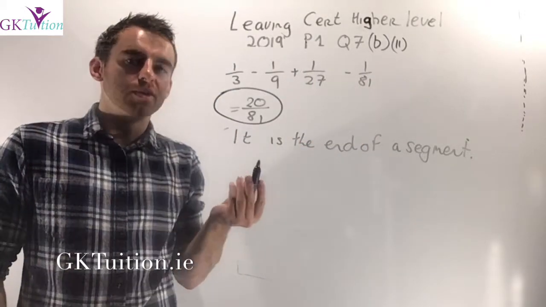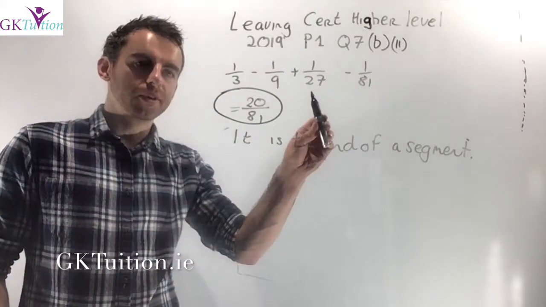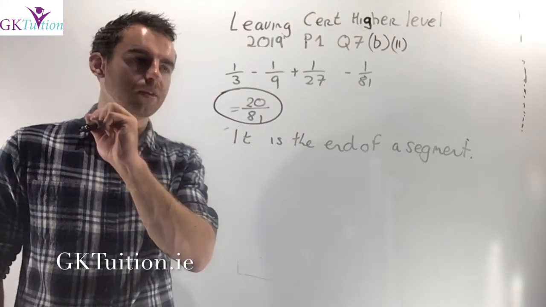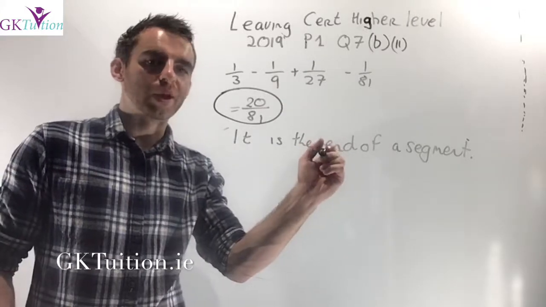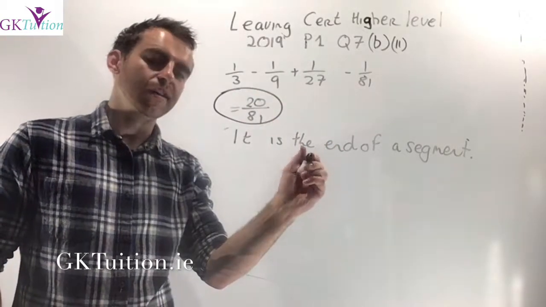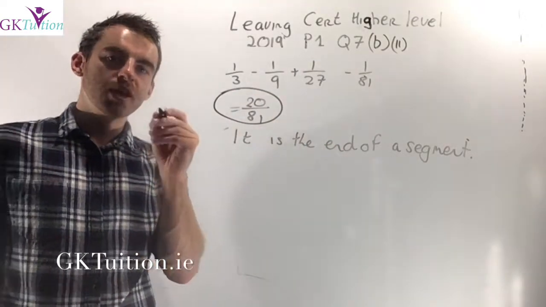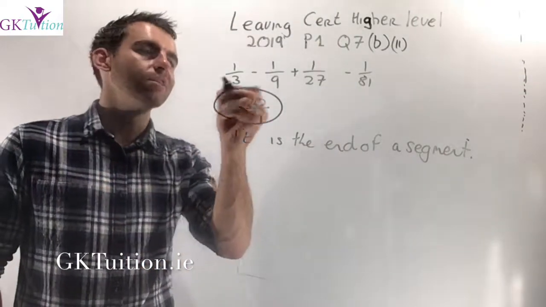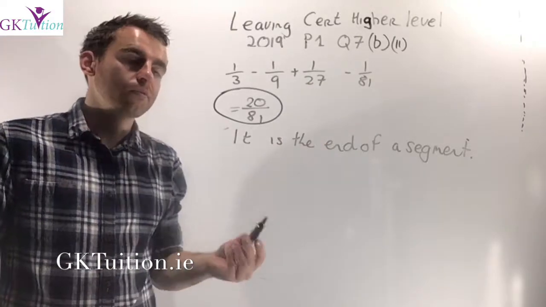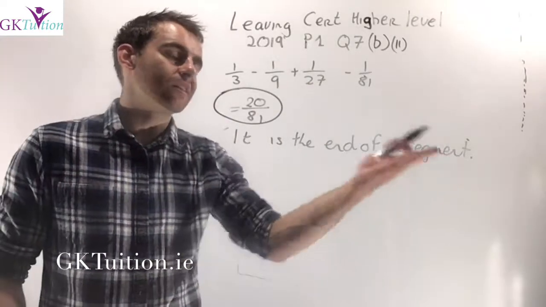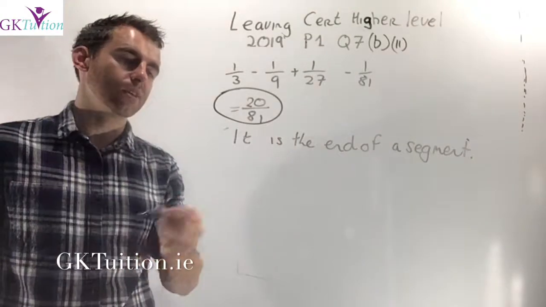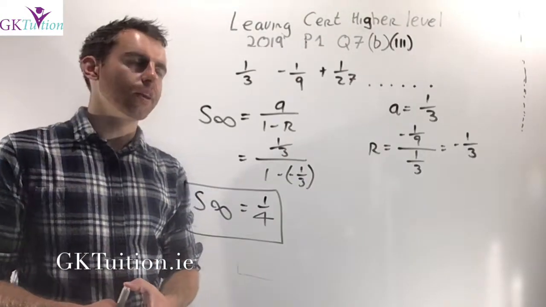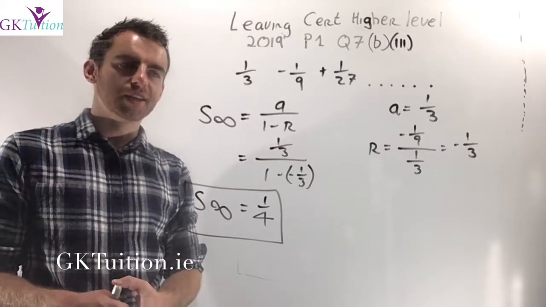But if you even look at your diagram, if you go up 1/3 and then you go back 1/9, that gets you to the point B. Then you go up 1 over 27, that gets you to the point E. If you then went back 1 over 81, it's not in the diagram, but you can visualize that it would also be a point. So all they're looking for in the marking scheme is that you mention that it's the endpoint of a segment, or that you work out your 20 over 81.